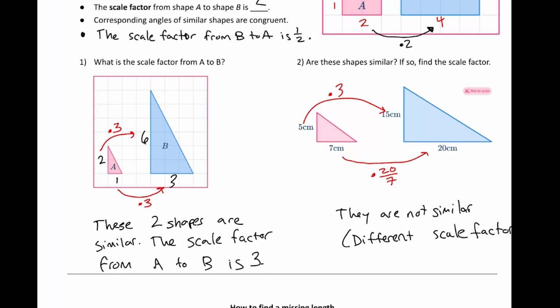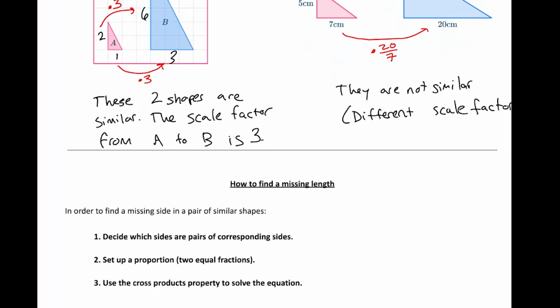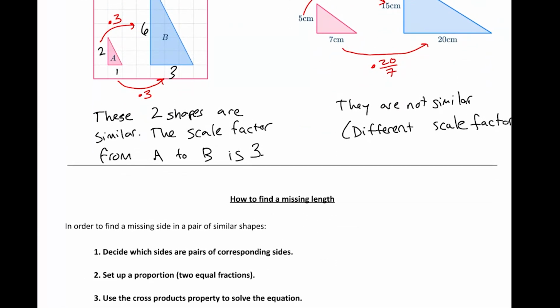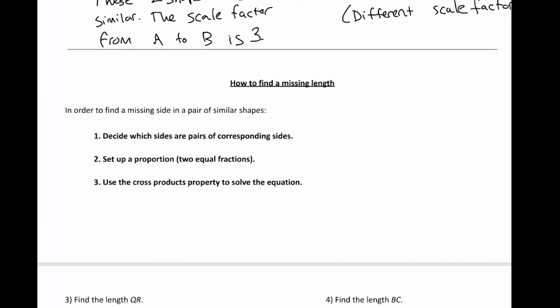So let's say we've got two similar shapes, and we have 3 of the 4 dimensions, meaning we have the base and height of one and just the base of another. What we can do is set up a proportion and solve that proportion with the cross products property to find that missing side length. So these are the steps I want you to take when you're trying to find a missing side length and you do have similar figures.